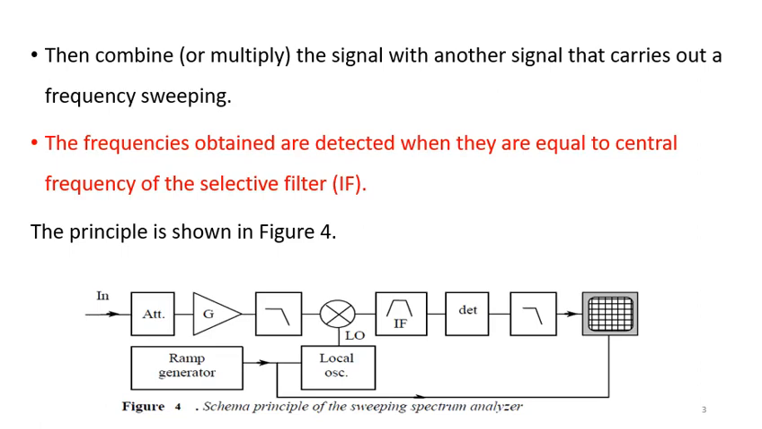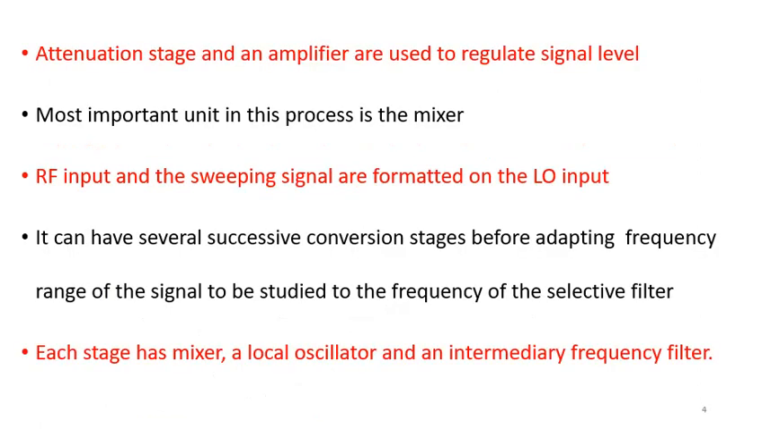After getting this intermediate frequency, the next thing is the detector, which will now be detecting the amplitude of the signal at different frequencies. And we use a filter also in order to make sure that the range of frequencies allowed are the only ones passed. And finally, we display our waveform on the screen of the spectrum analyzer with the frequency on the horizontal axis and the amplitude on the vertical axis.